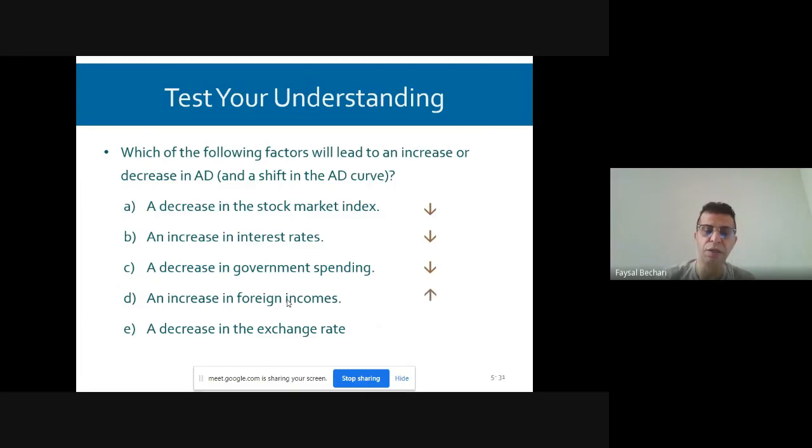An increase in foreigner income, because they are importing more goods now from us, and a decrease in the exchange rate will increase our export, and people will be buying more from us, so we will have more money and aggregate demand is going higher.